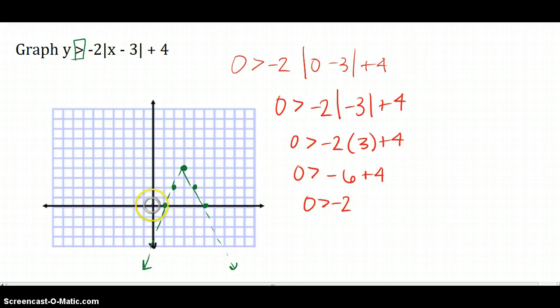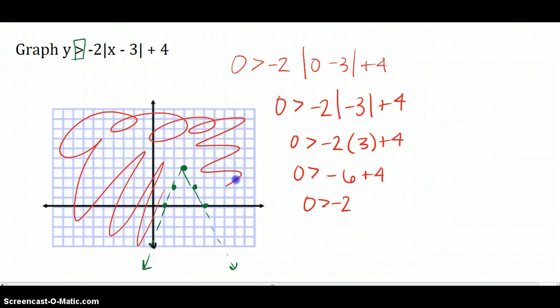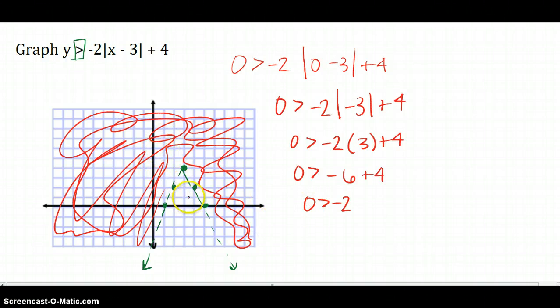So I need to shade where the point is I plugged in. So I need to shade on the outside of my V. If it would have been false and I needed to shade away from, I would have shaded inside the V. So that's how that works with absolute values. You either shade outside the V or inside the V.